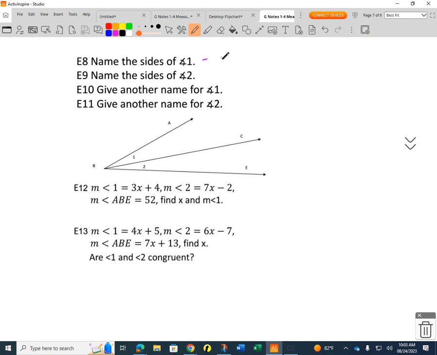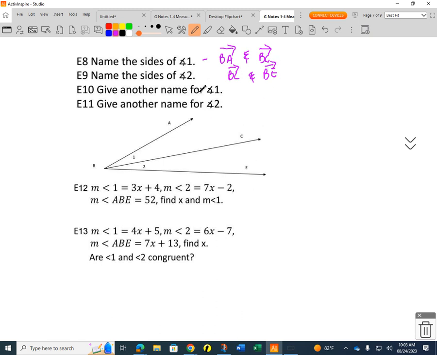So not BA, right? Because that would be a segment. We're going to say ray BA and ray BC. You have to put that ray symbol on top. How about, for example, for angle 2, Grace Brown? If you write this on a test, am I going to give you credit for it? Ray BC, good. Ray BC and Ray BE.